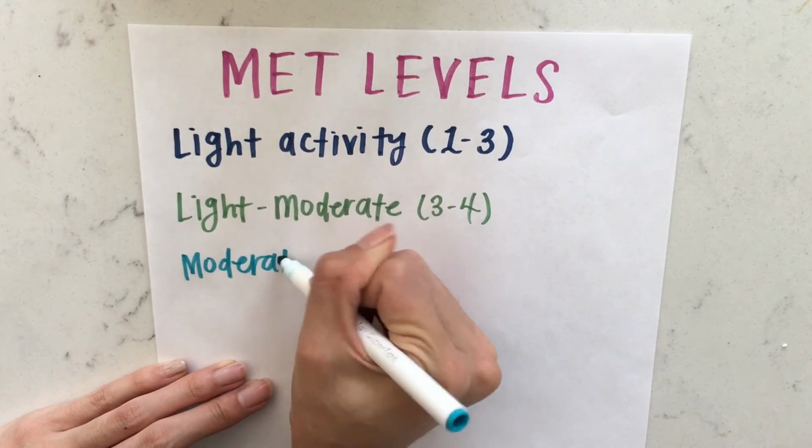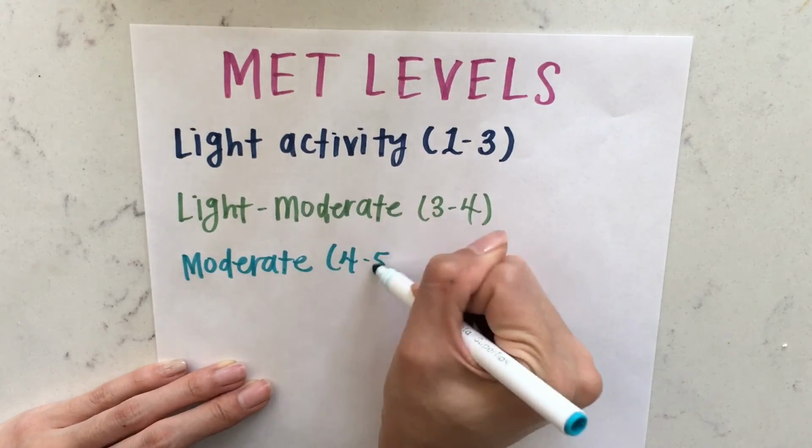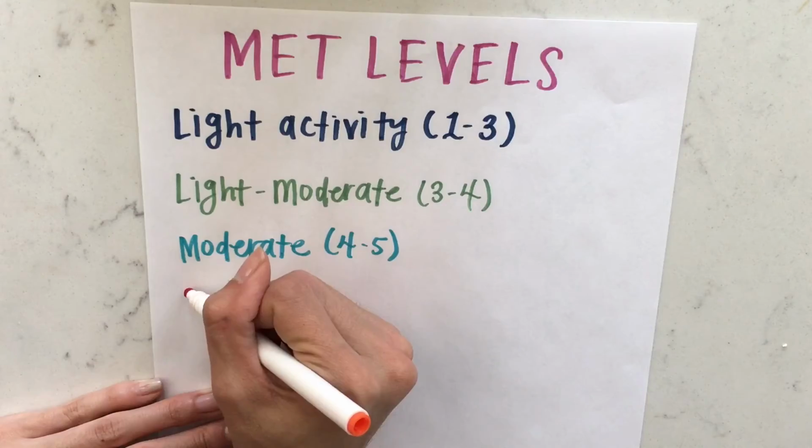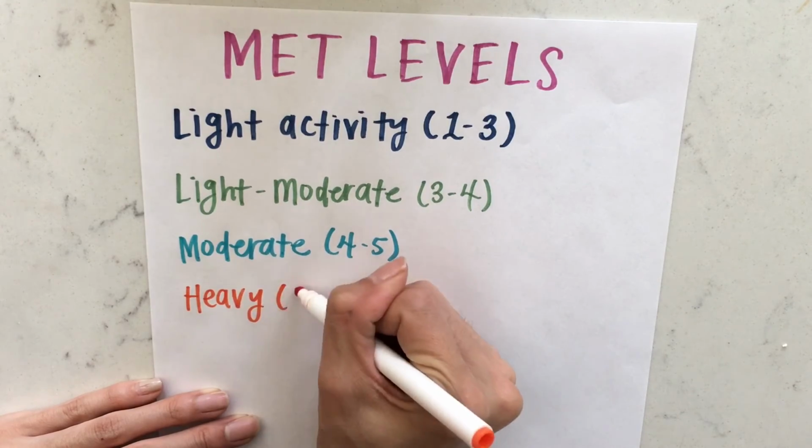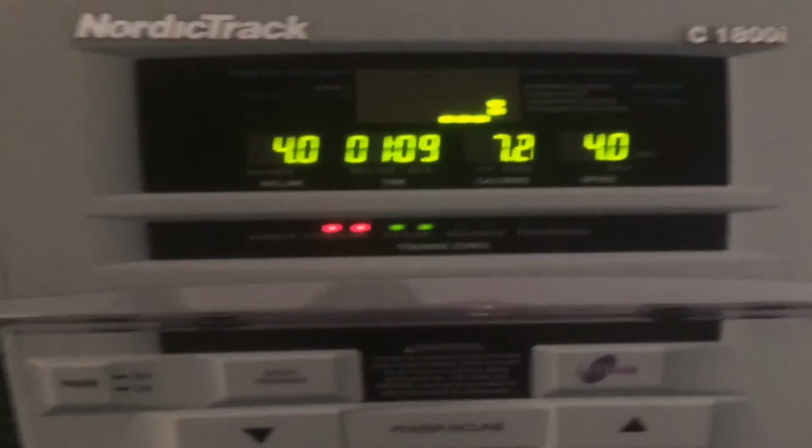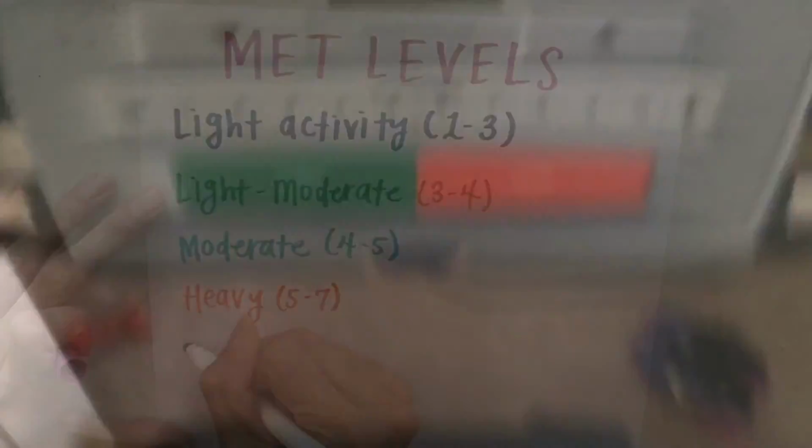Moderate activity is 4 to 5 METs and includes playing golf, ping pong, sex, and brisk walking at 3.5 miles per hour. Next is heavy activity at 5 to 7 METs, and this includes walking 4 to 5 miles per hour, cycling at 10 miles per hour, digging a garden, or playing tennis.